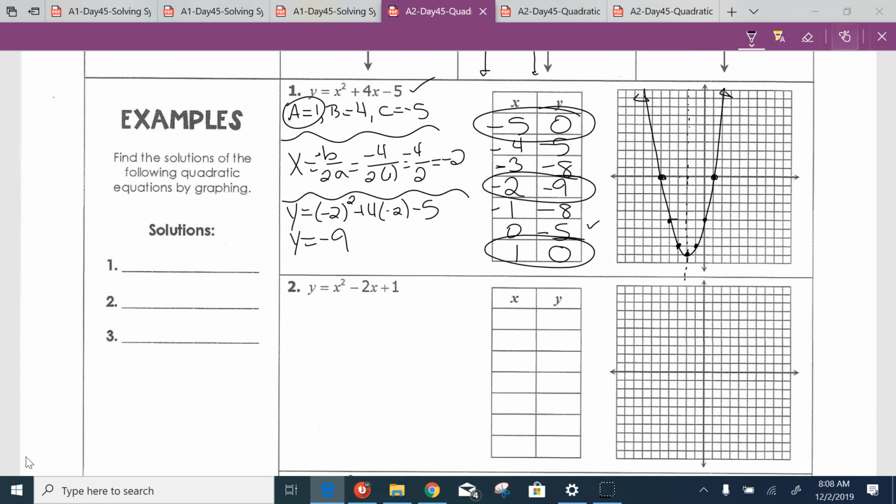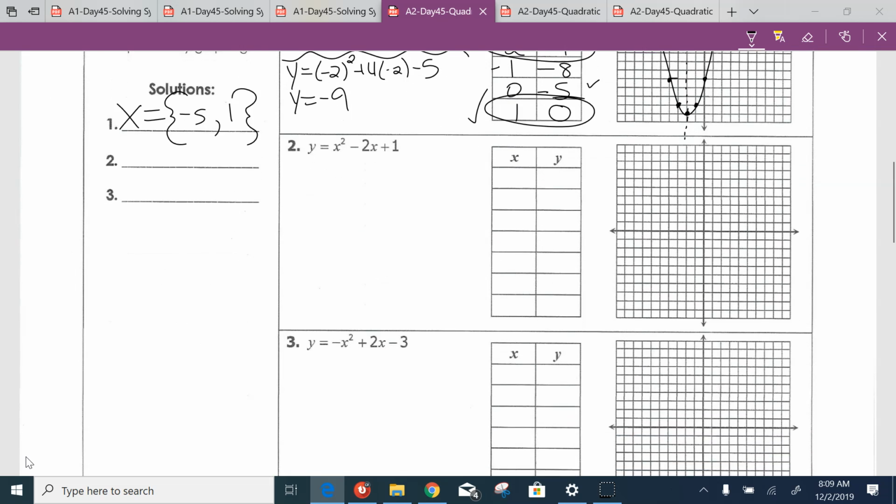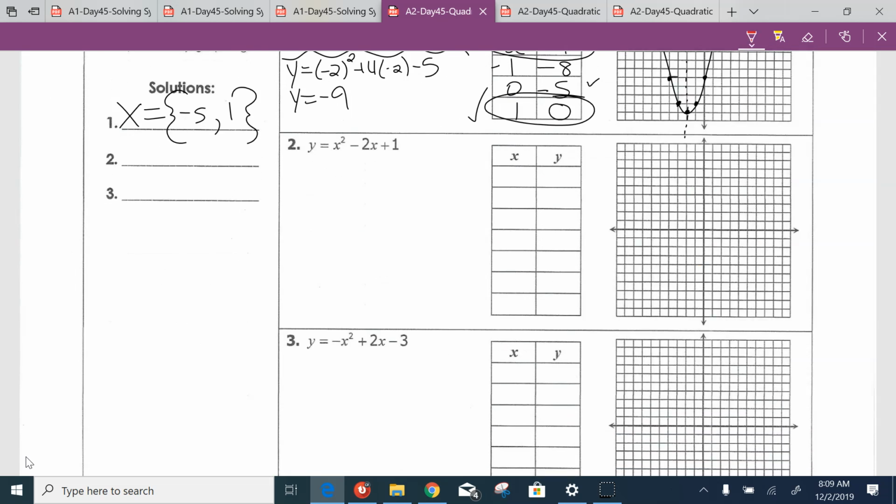So I could say that the solutions, which are the x-intercepts, are at, now here we use bracket notation, when x equals -5, we have a solution, and when x equals +1 down here, we have a solution, or a root, or a 0, or whatever you want to call it. So let's go ahead and move on to the next example. Going on to number 2, let's practice this again.